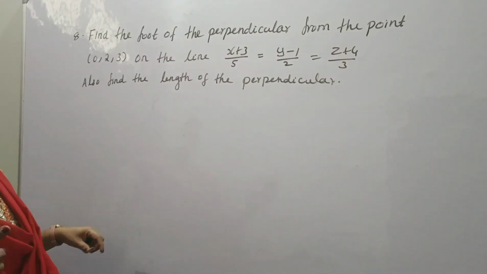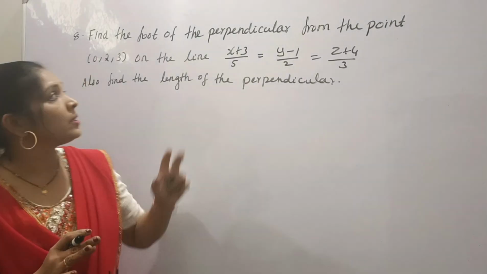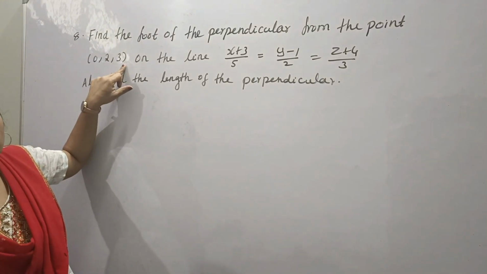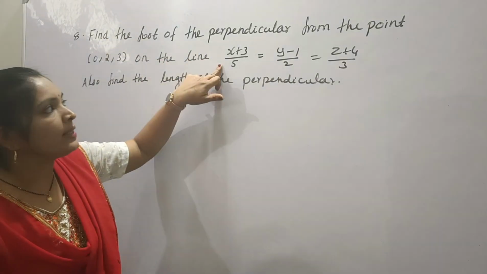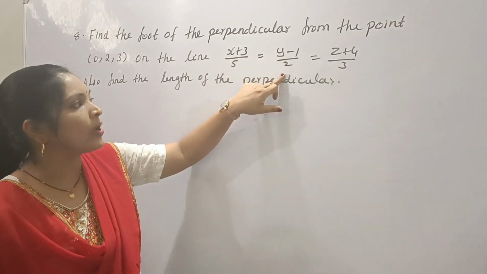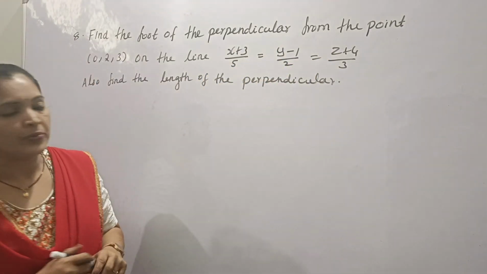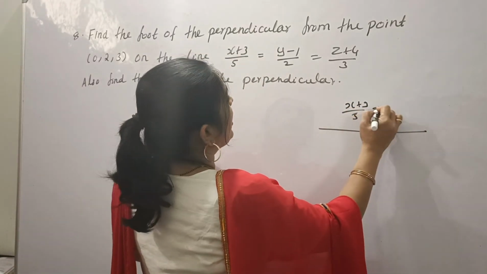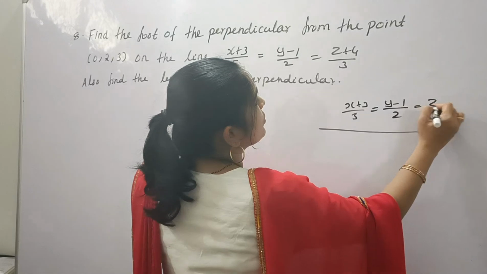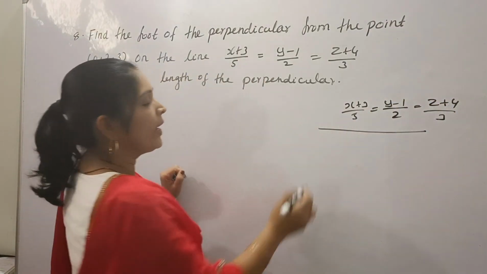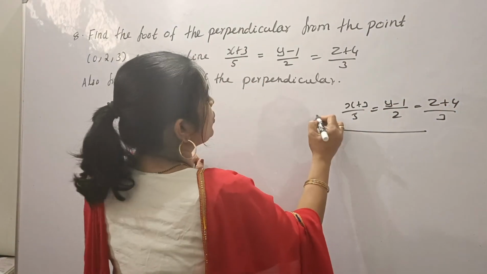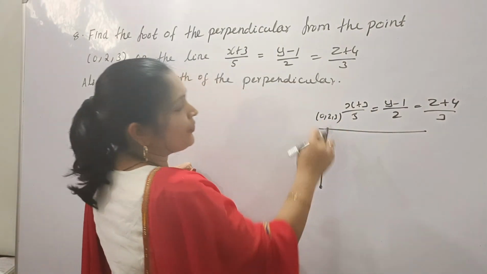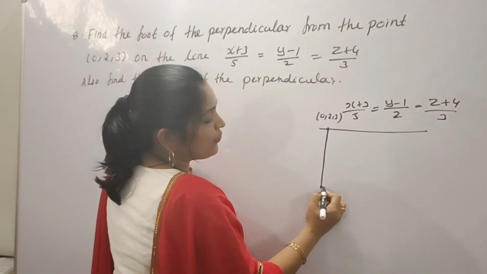Here we have to find the foot of the perpendicular from the point (0, 2, 3). This point is not on the line (x + 3)/5 = (y - 1)/2 = (z + 4)/3. Suppose this is the line and this is the point (0, 2, 3). We have to find the foot of the perpendicular from this point, so this point we have to find.